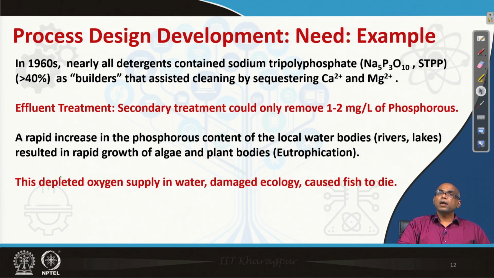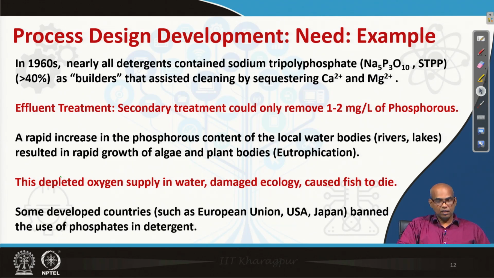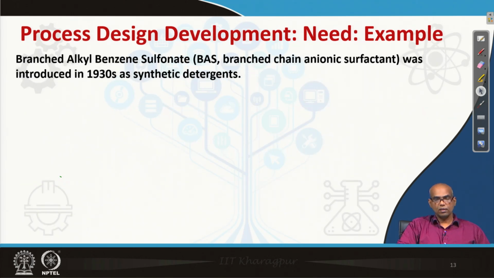The growth of algae and plant bodies was so thick that even sunlight could not enter and the plant bodies also died. So, it led to eutrophication. Some developed countries such as the European Union, USA, Japan banned the use of phosphates in detergents. So, it was necessary to come up with a replacement.